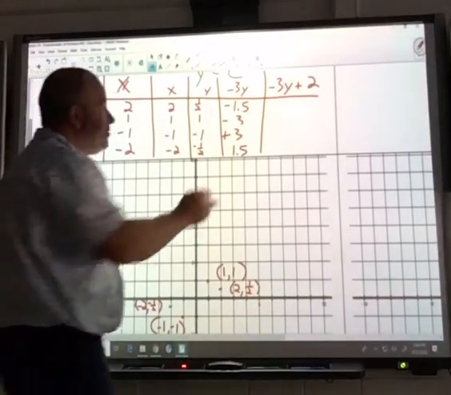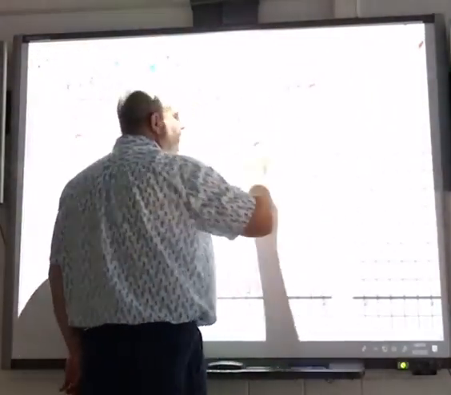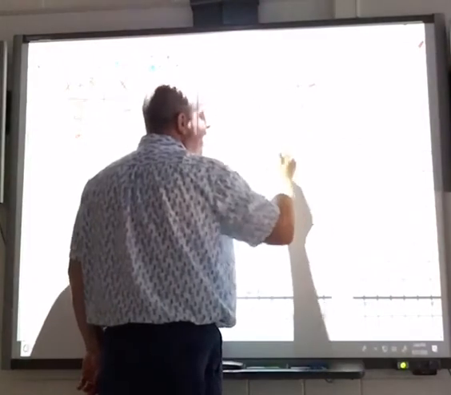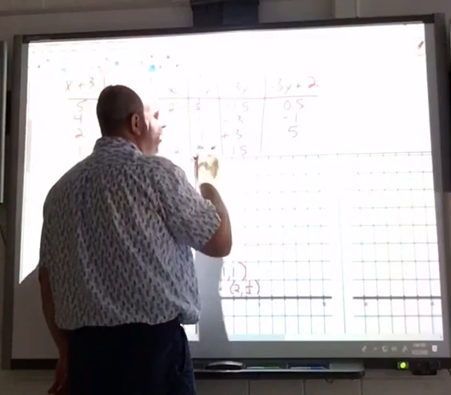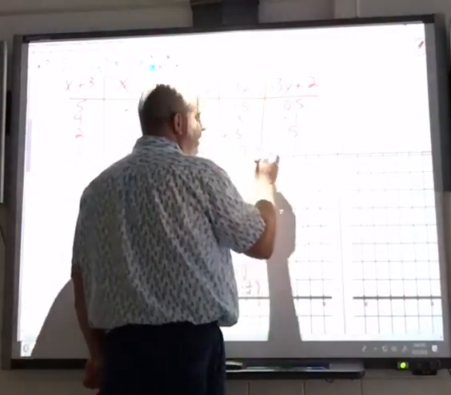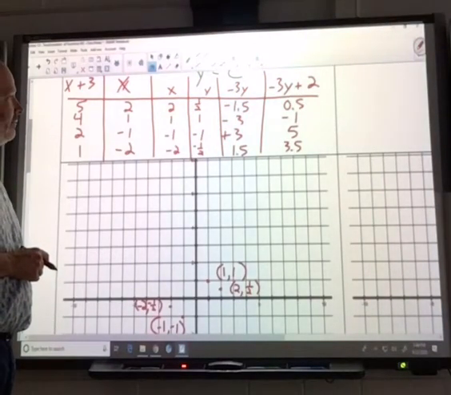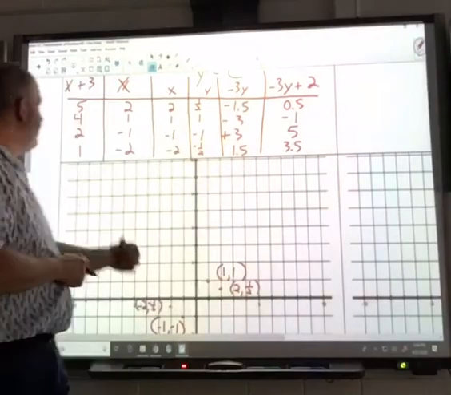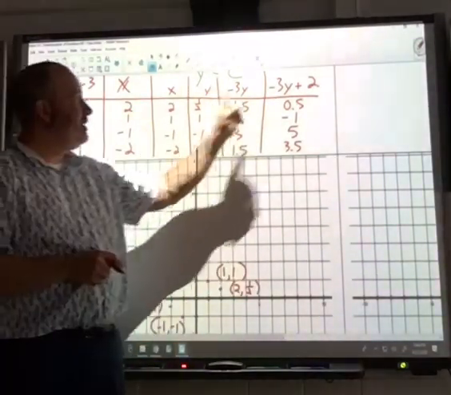Then I'm going to add 2. So if you add 2 to this, this becomes 0.5. You add 2 to this, it becomes negative 1. You add 2 to this, it becomes 5. And you add 2 to this, and it becomes 3.5. Okay, so there are my final results. Okay? So 1, 3.5, 2, 5, 4, negative 1, 5, 0.5.